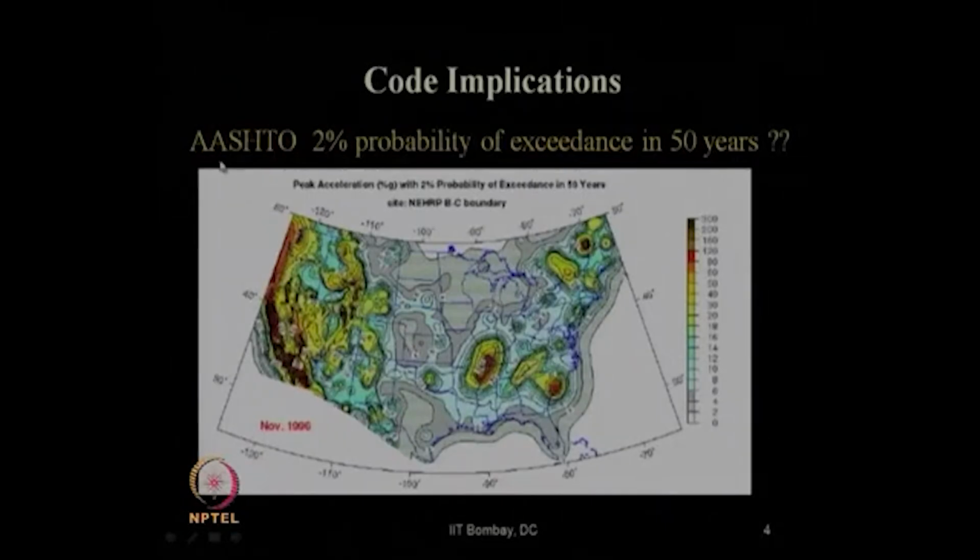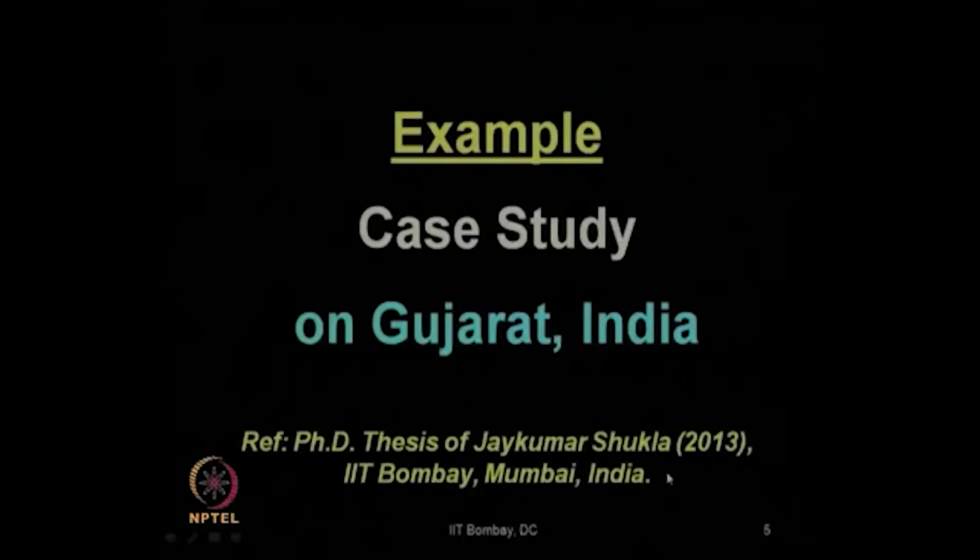Similarly, for AASHTO code, the proposed map for US is like this with 2% probability of exceedance in 50 year scale. So, that is how the seismic design codes implement the seismic hazard analysis results for further application in design.